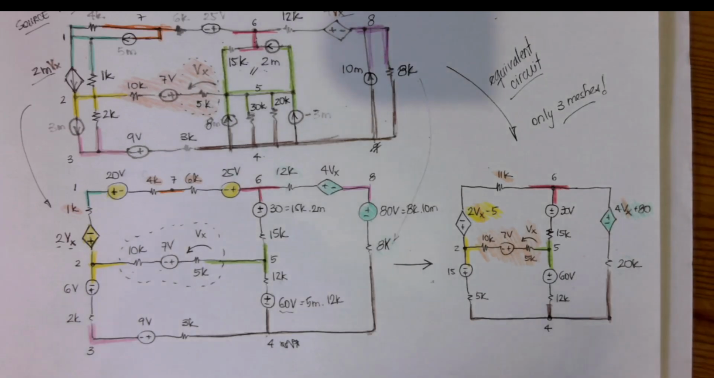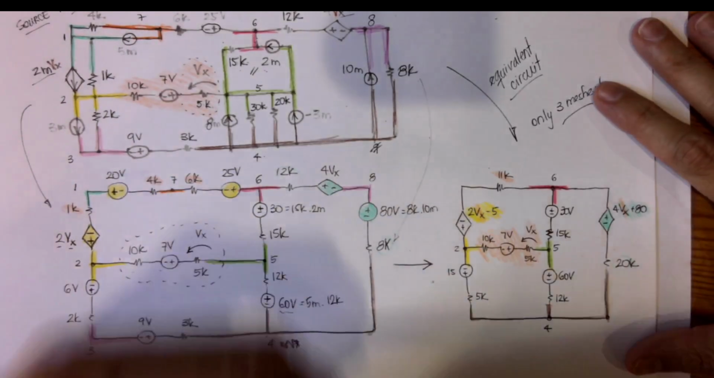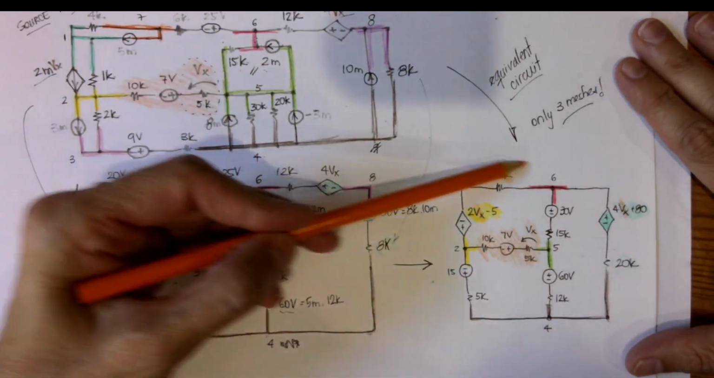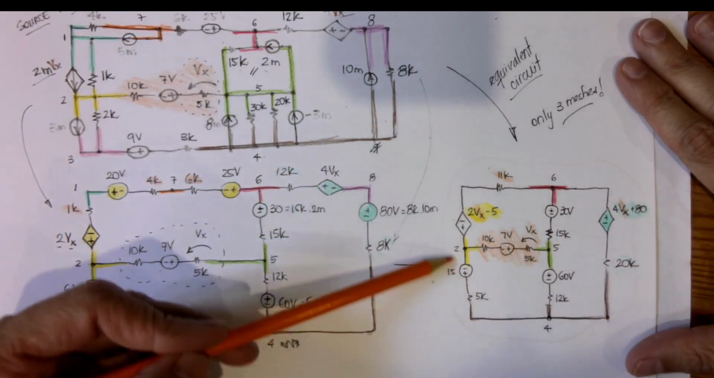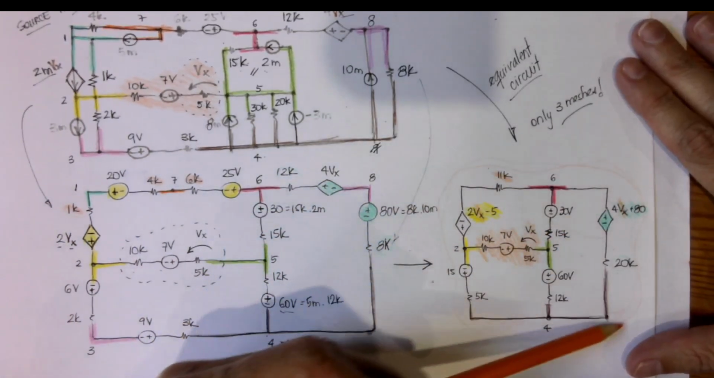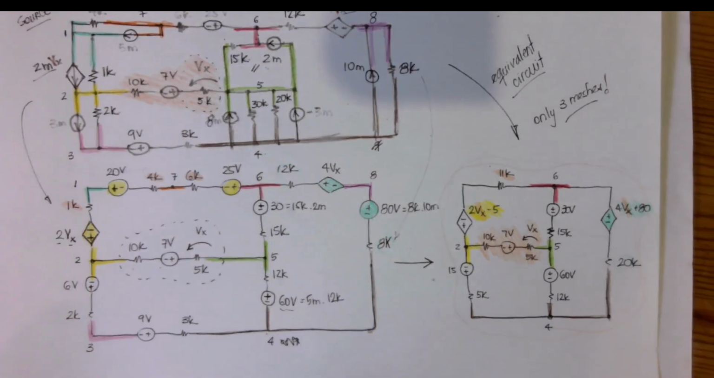I hope this helps with source transformation. And I also hope that this circuit here is easy enough. It's not easy, it's tractable enough using any of the methods that we have learned in 285.